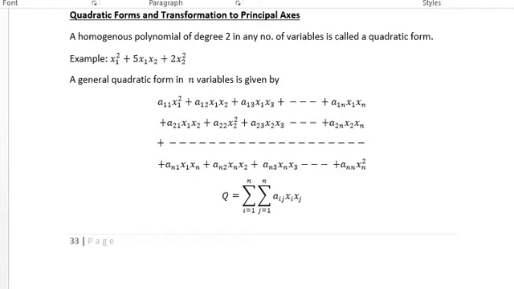Now a general quadratic form in n variables is given by a11 x1 square plus a12 x1 x2 plus a13 x1 x3 plus etc. plus a1n x1 xn plus a21 x2 x1 plus a22 x2 square plus a23 x2 x3 plus etc. a2n x2 xn plus etc. plus an1 xn x1 plus an2 xn x2 plus an3 xn x3 plus etc. plus ann xn square.